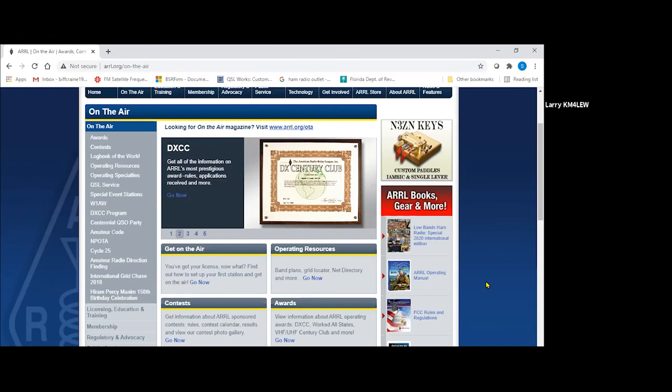Any suggestions, Biff, on a good antenna to install in the attic for HF?